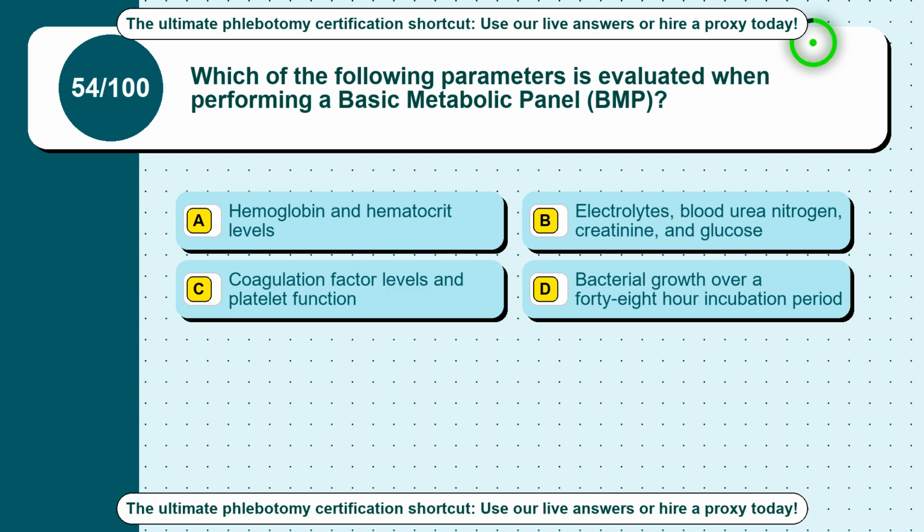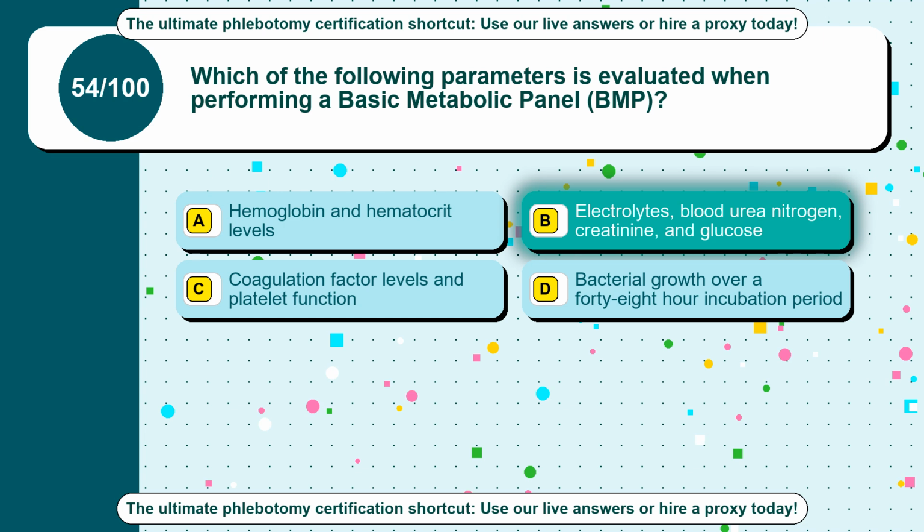Question 54. Which of the following parameters is evaluated when performing a basic metabolic panel, BMP? Option A, hemoglobin and hematocrit levels. Option B, the electrolytes, blood urea nitrogen, creatinine, and glucose. Option C, coagulation factor levels and platelet function. Option D, bacterial growth over a 48-hour incubation period. The correct answer is option B, electrolytes, blood urea nitrogen, creatinine, and glucose.